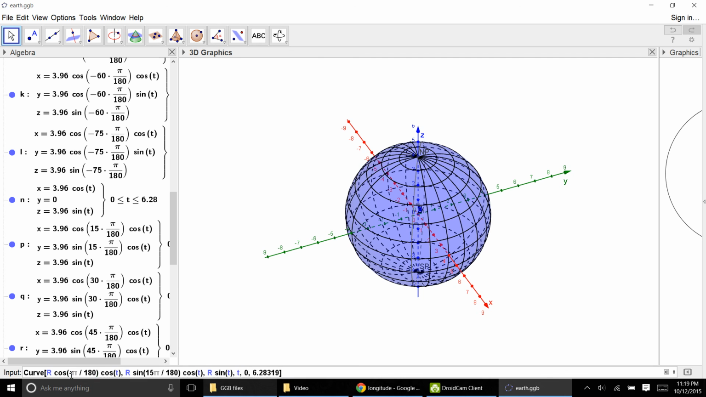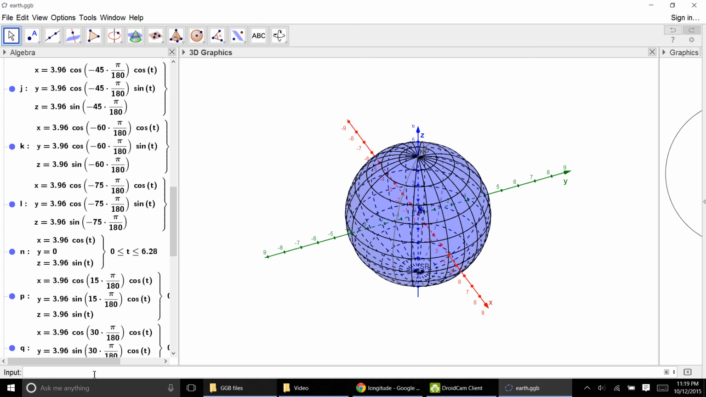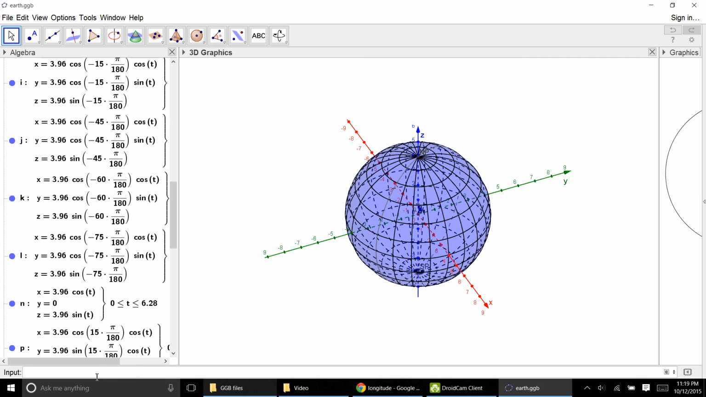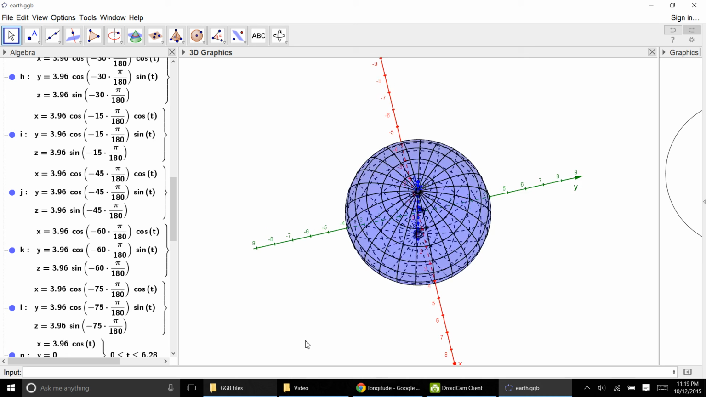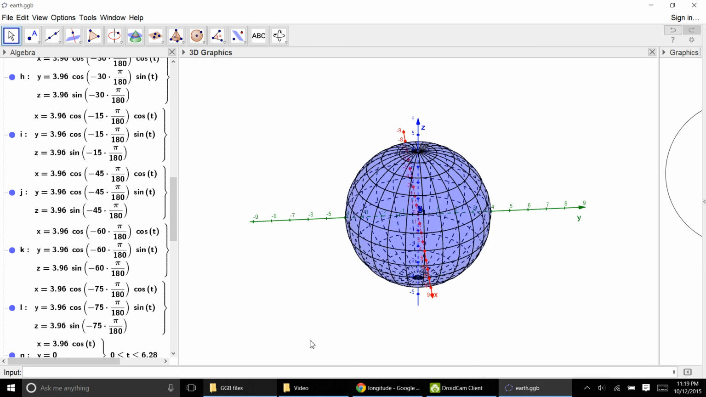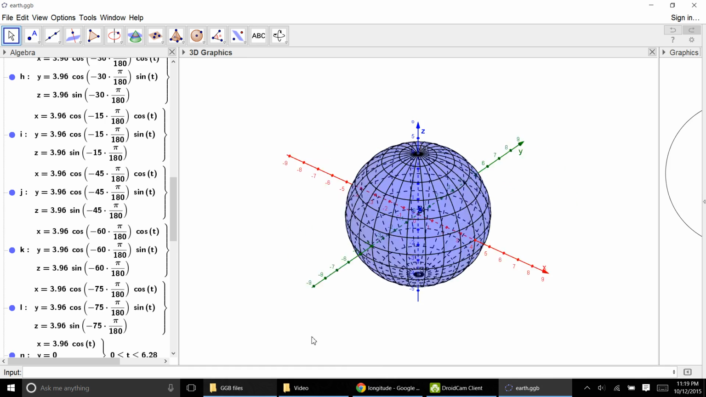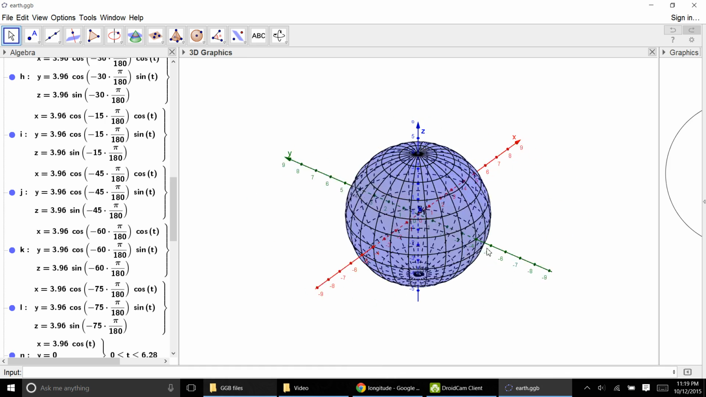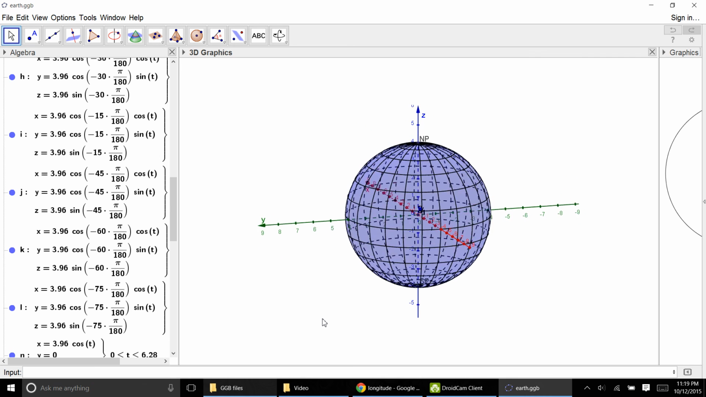Negative 45. Negative 60. Almost there. And then we don't need to do the last one because it would just be repeating it. So there. Now we have the whole grid of the Earth. Okay. That is how longitude and latitude work. So that is a beautiful little Earth.